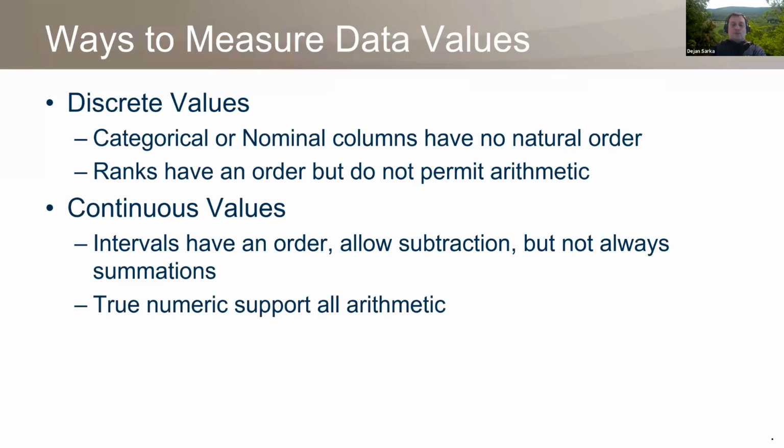And continuous values are numerical values. True numerics support all arithmetic, but we can also have intervals, which is very typical in business, where these values are limited at least on one side, if not on both sides. With intervals, not all arithmetic makes sense. For example, summations many times make no sense, but subtractions do. If you look at temperature, it's an interval with absolute zero on the left side, and summing two temperatures usually makes no sense.